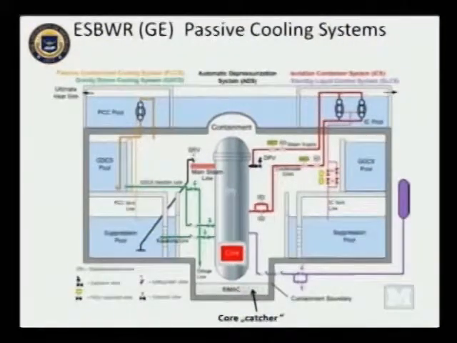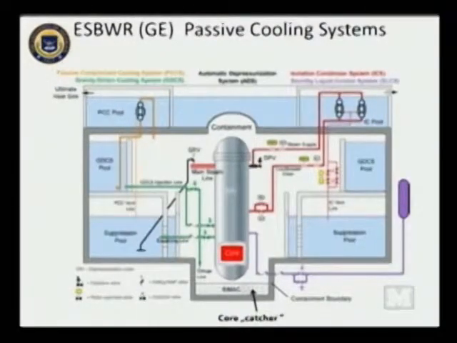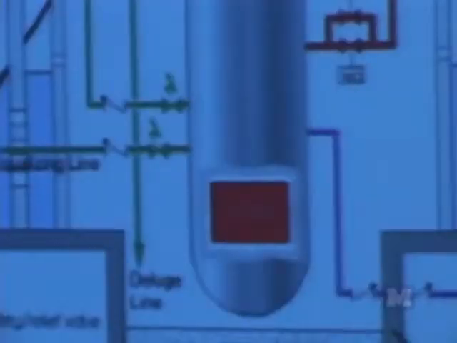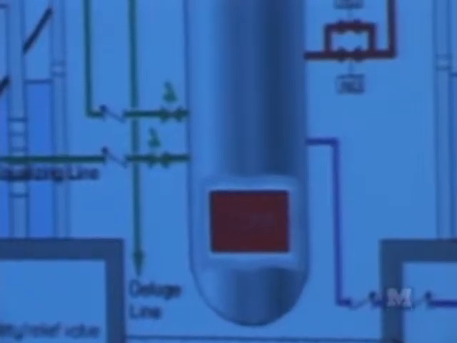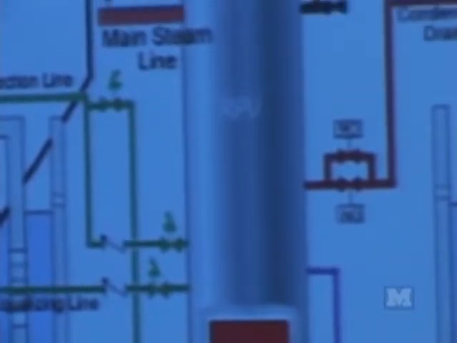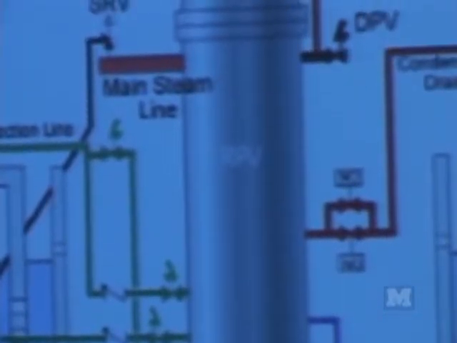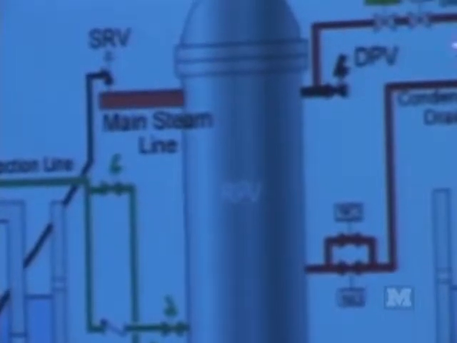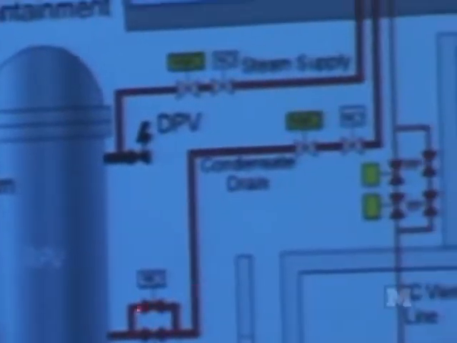For example, if you look at the ESBWR, which is a design by General Electric, here you see the RPV, this is the primary containment, this is a pool in the secondary containment, and above here you will have the secondary containment walls. What you see is that you have several systems for the cooling of the RPV, the reactor pressure vessel. For example, you have this emergency condenser.